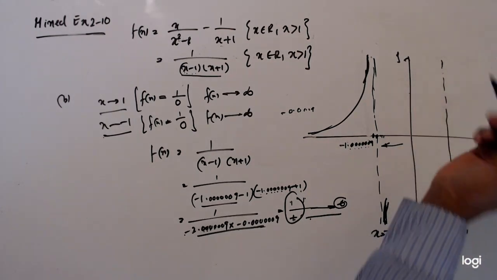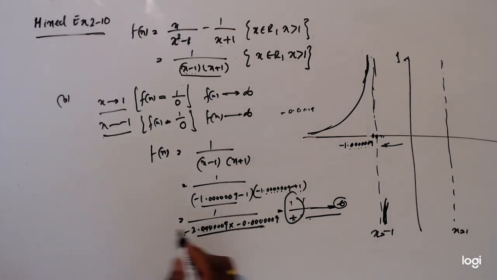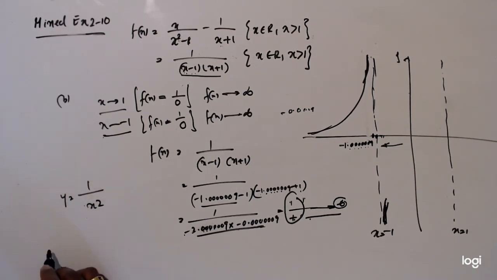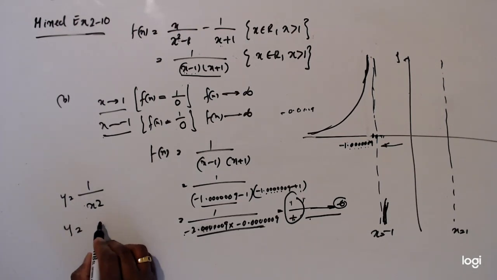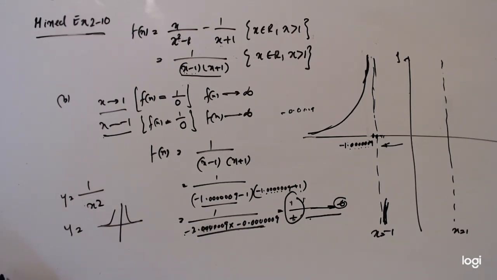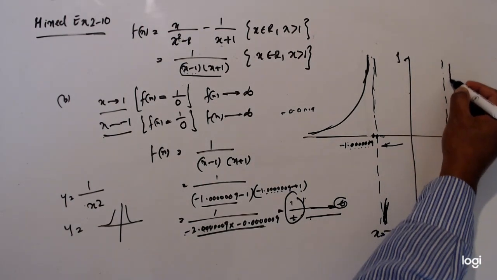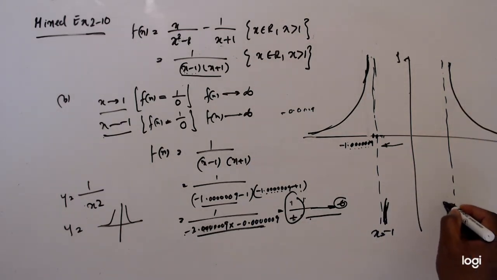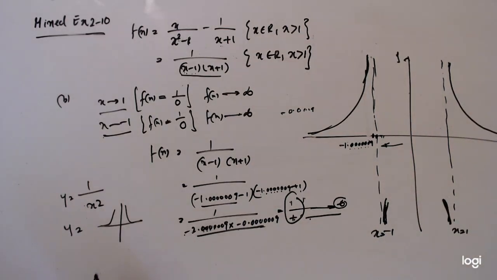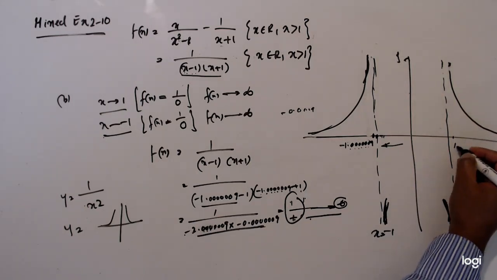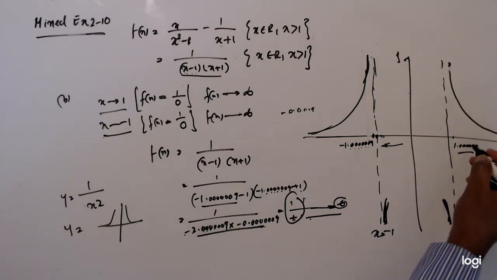And how about this side? By having this knowledge, I know that y equals 1 over x squared. So the 1 over x squared graph is something like this. So on that basis, I'm going to draw something like this. And if it starts here, I'm going to start from here, the other side. If you are not sure, you can still put another one, 1.0009 something, and work out.